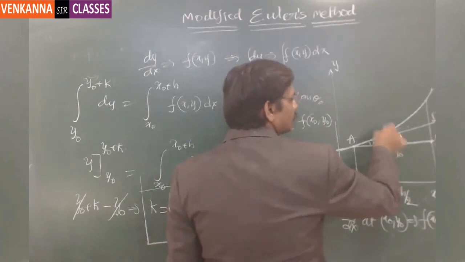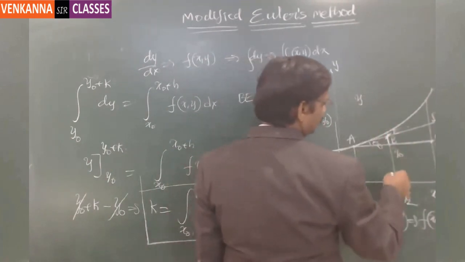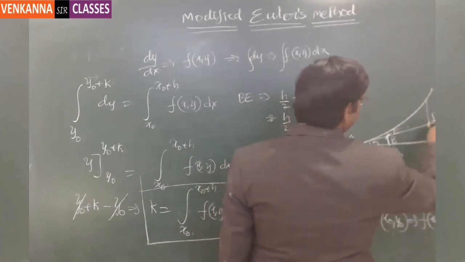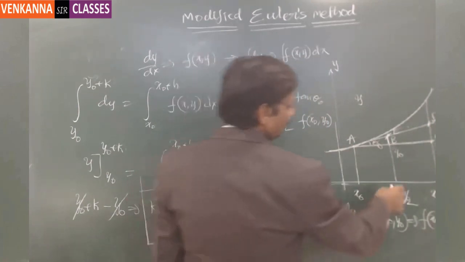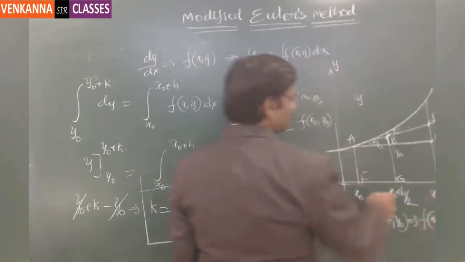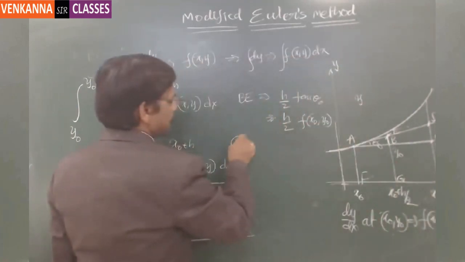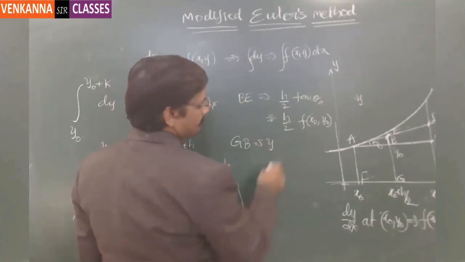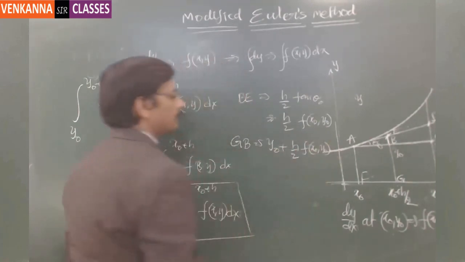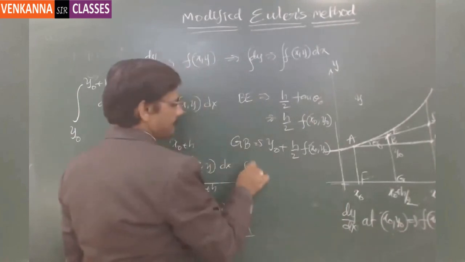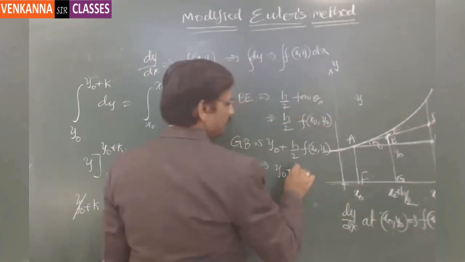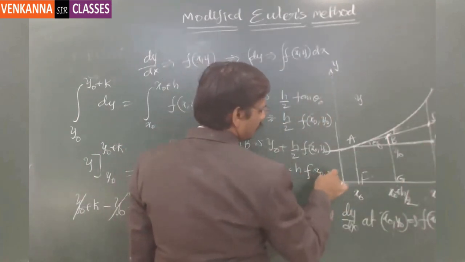Now this height is actually y1, but here we can put a different name. So f, g and h. So GB is equal to y naught plus h by 2 times f of x naught comma y naught. And then here CD you can calculate as y naught plus h, this entire length, h times f of x naught comma y naught.